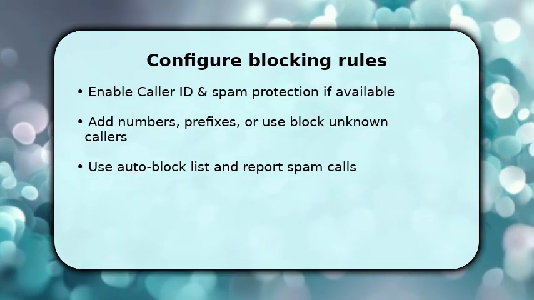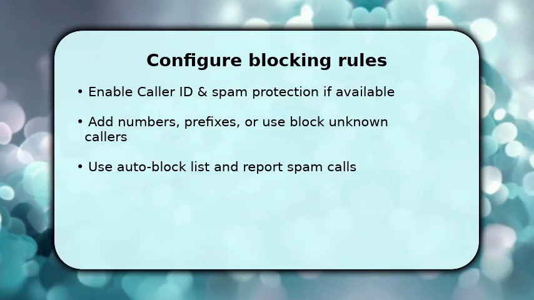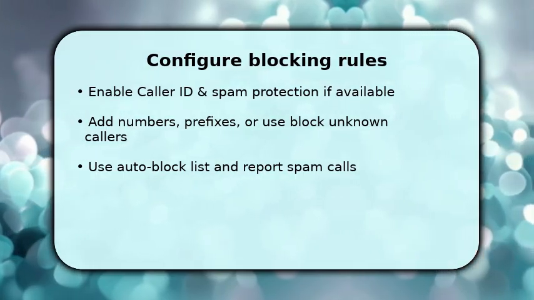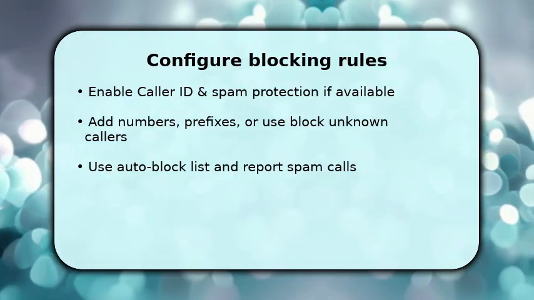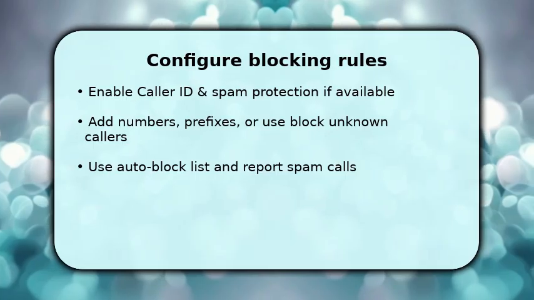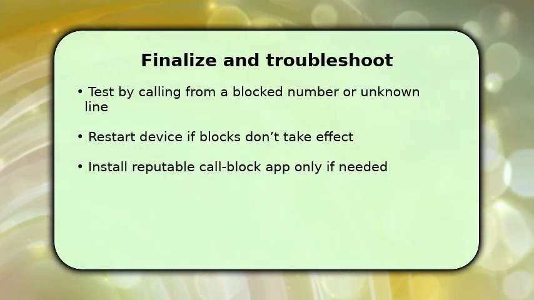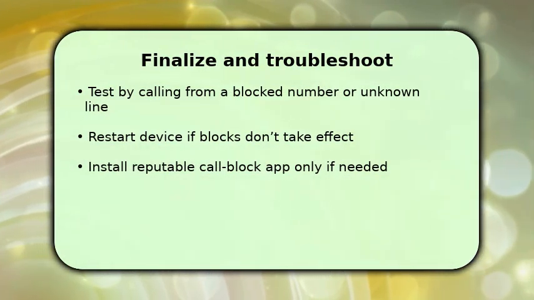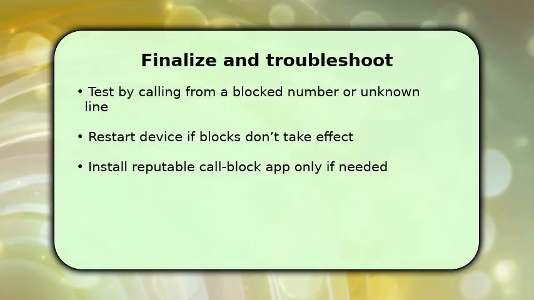Make sure to report spam calls when prompted. This helps the phone's database improve. Once set, these layered rules reduce nuisance calls without impacting important known contacts. Finish by testing your setup. Call from a blocked or unknown number to confirm it's silenced or routed to voicemail.